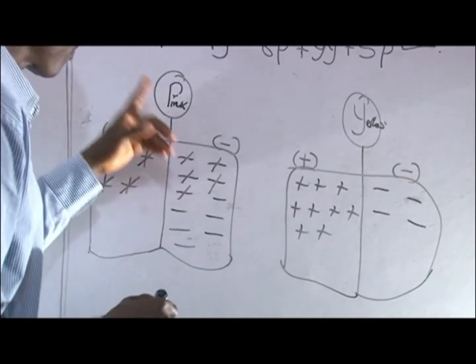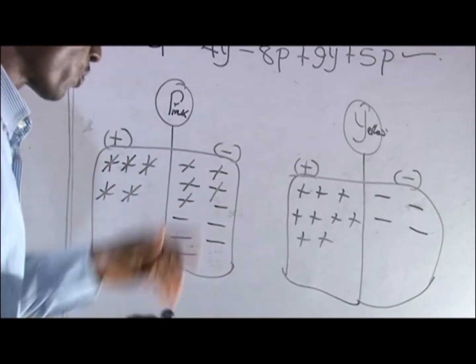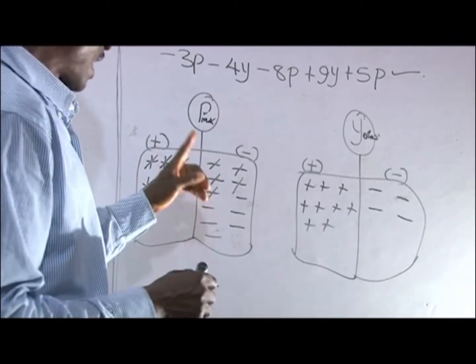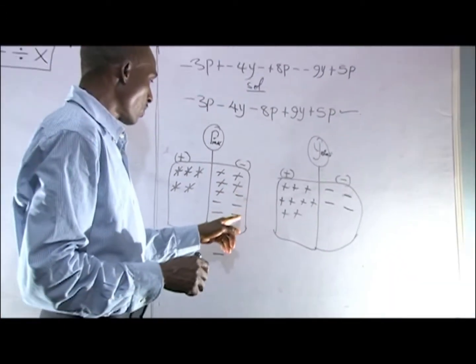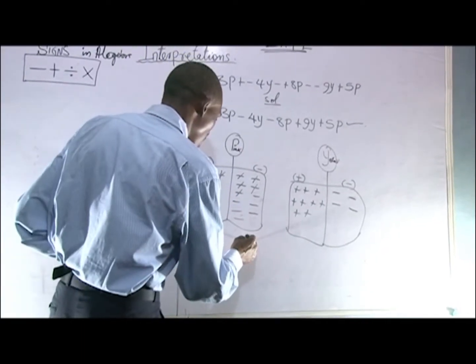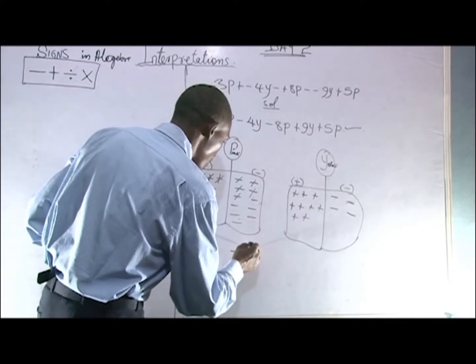So in the pink house, we have some that are unmarried. In which room? In the female room. In the female room, how many are they that are not married? 1, 2, 3, 4, 5, 6. We have 6 of them. In which house? In the pink house.